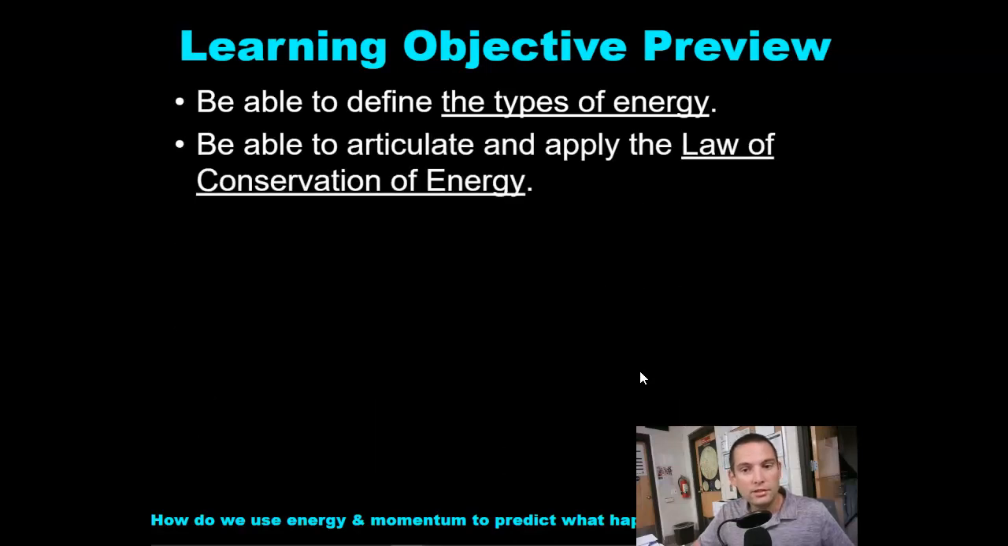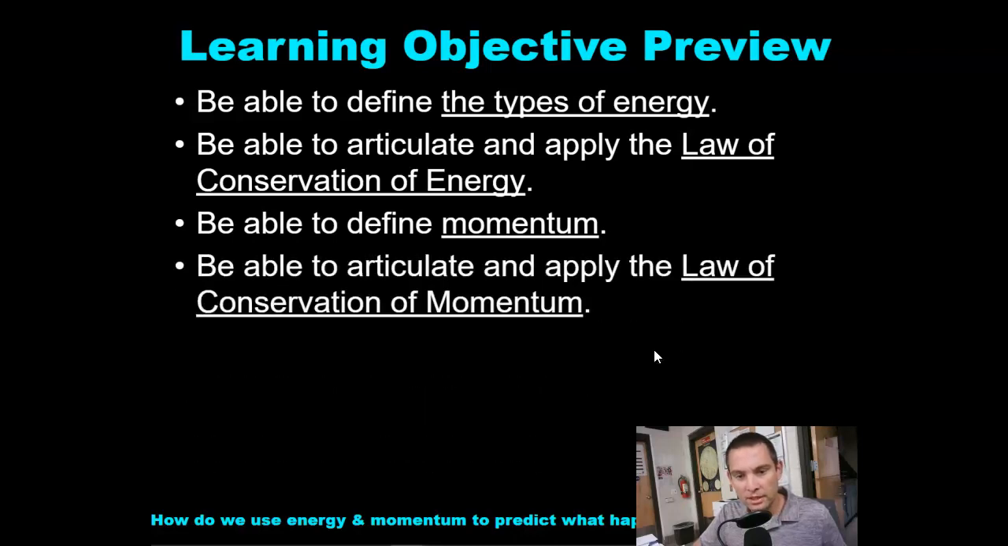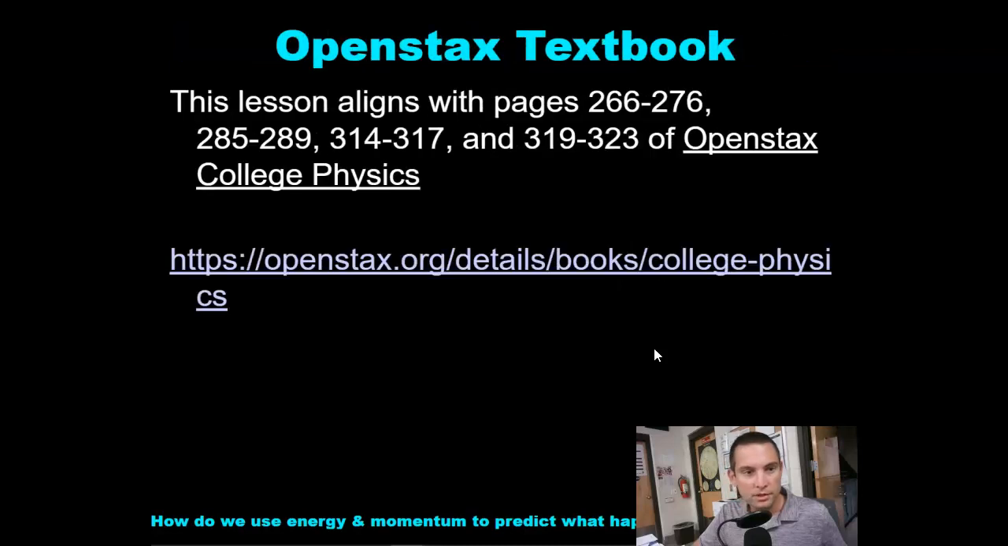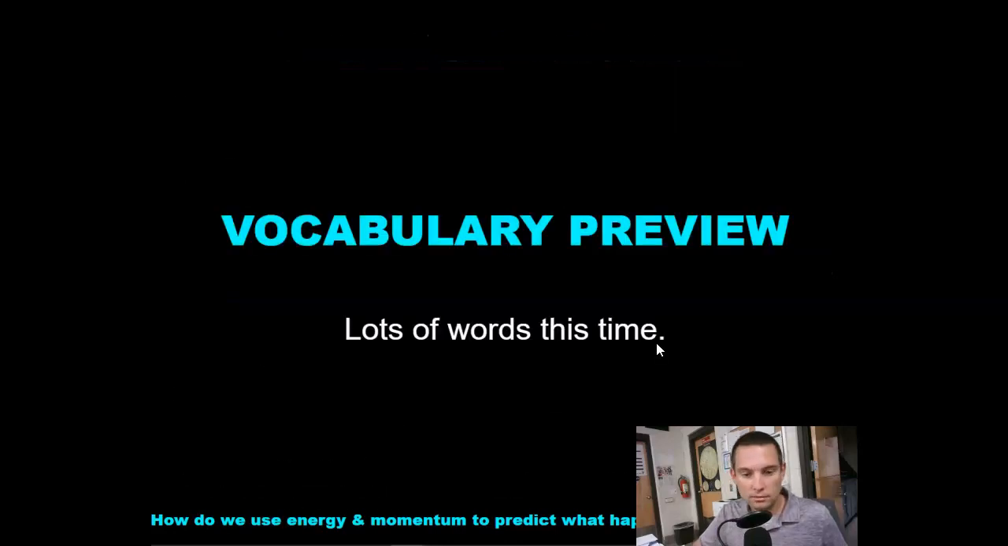interactions? So our objectives are being able to define the types of energy, being able to articulate and apply the law of conservation of energy, being able to define momentum, being able to articulate and apply the law of conservation of momentum. Here are your reading pages, if that's for you. If not, lots of words.